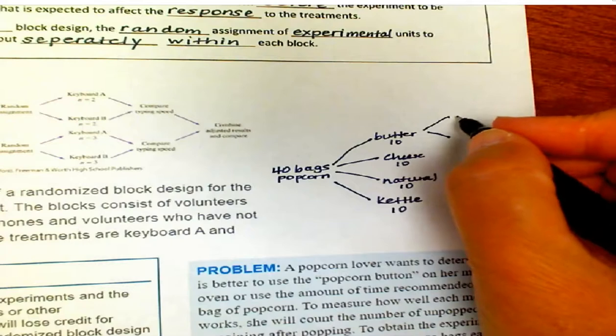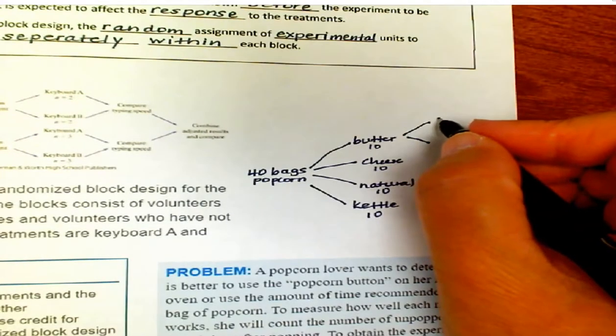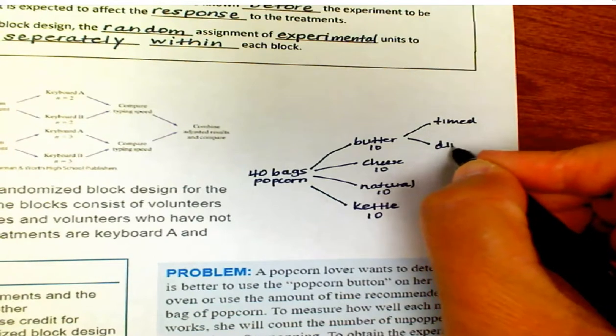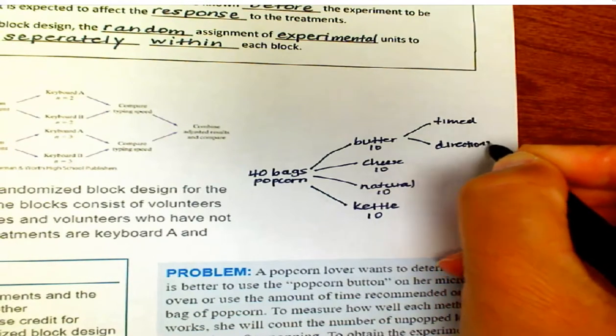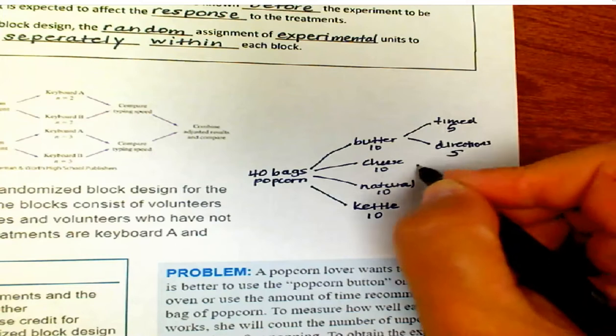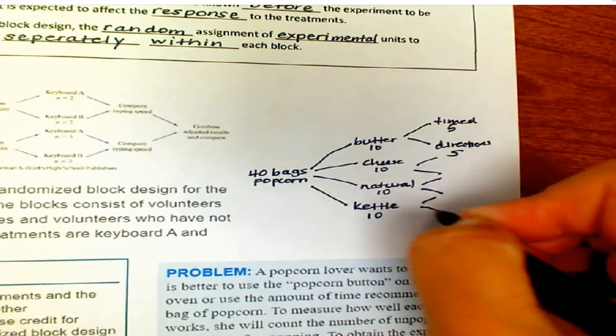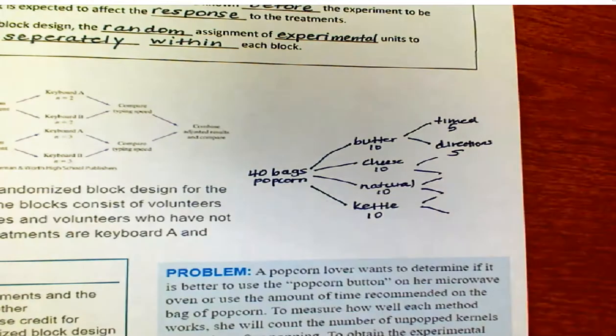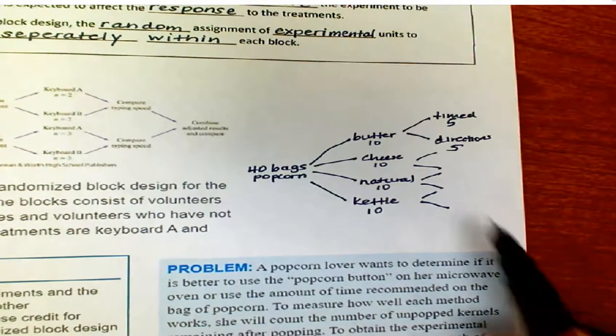And then you would randomly divide those up. You would have the timed and the directions for each of those. So there'd be 5 here, 5 here. You would divide those up the same way. And then you would compare these at the end. So you'd have to write that all the way out. But that's kind of a cool way to do that.